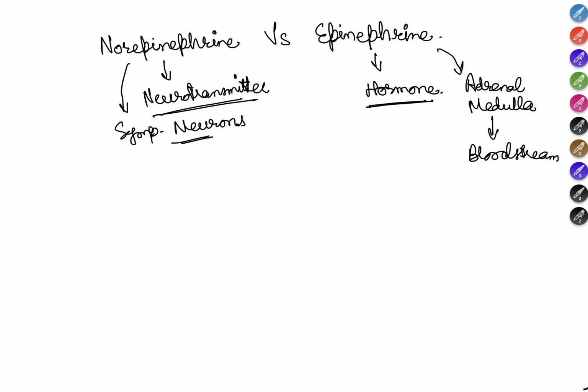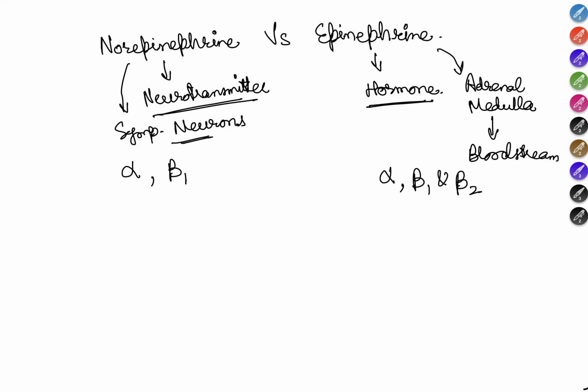Another thing is the type of receptors which they act on. So norepinephrine acts on alpha, both alpha 1, alpha 2 and beta 1. Okay, while epinephrine acts on alpha, beta 1 and beta 2 as well. So why does that difference become important?